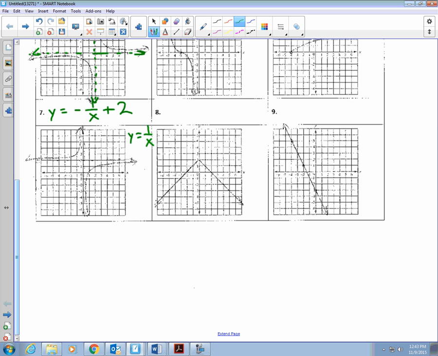We're going to do 3 more together. We're going to skip 8. You can do that on your own. We're going to look at 9. 9 is just a line, right? Y equals mx plus b. So what's m? Close. -2. Slope is -2. What's the y-intercept?